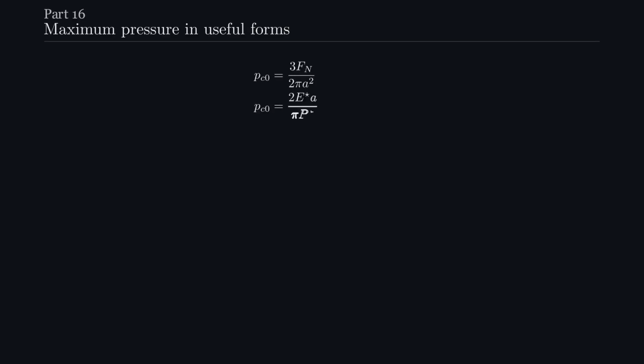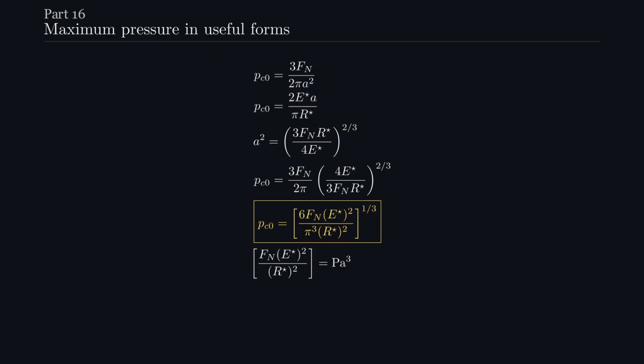The maximum pressure can be written in equivalent forms. One form uses force and contact radius. Another uses elastic modulus and contact radius. Eliminating A gives a force-only expression. The dimensional check gives pressure cubed inside the bracket and pressure after the cube root.